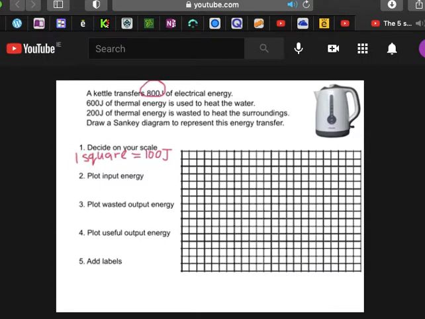Secondly, I'm going to plot the input energy. The input energy I've circled, and it's 800 joules. Remember, our input energy has to be on the left-hand side of our Sankey diagram. Each square is 100 joules, so the end part of my Sankey diagram arrow needs to have 8 squares. Let's count them: 1, 2, 3, 4, 5, 6, 7, 8. So the start of my Sankey diagram needs to look something like that, where we've got 8 squares.